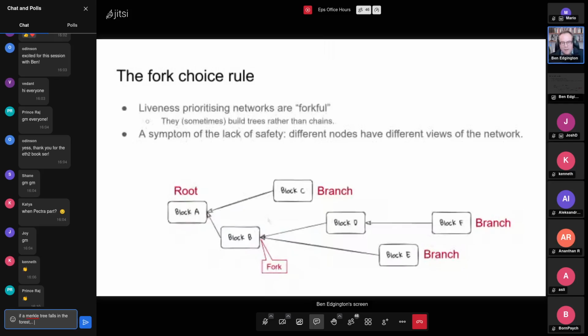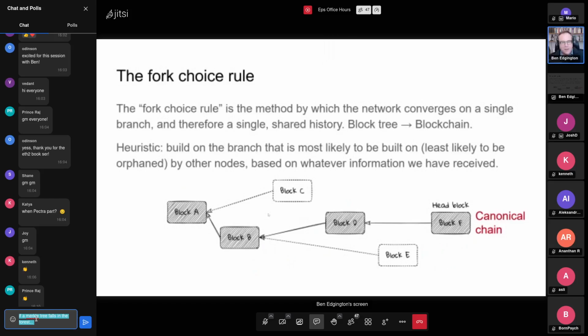And our task here is to choose between forks. So that's the purpose of the fork choice rule. It's a method by which the network converges on a single branch and therefore a single shared history. So what we're doing is turning this block tree into a block chain, which has just got a linear history going back, and we prune out the blocks which are not canonical, not included in that branch.